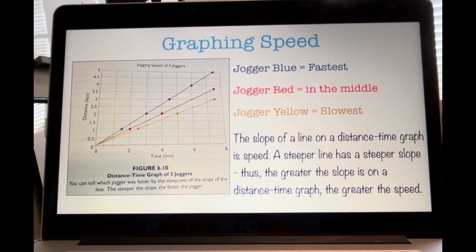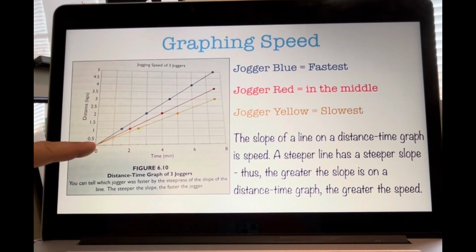Now that was a pretty easy example, but I wanted you to see how to use graphing to describe motion. Let's consider another example. Suppose you're jogging with a couple of friends. One friend can't keep up with you. You find that they take 2.5 minutes to jog each lap. Your other friend is faster than you and can jog a lap in 1.5 minutes. The graph in figure 6.10 shows a distance time graph describing the motion of all three joggers.